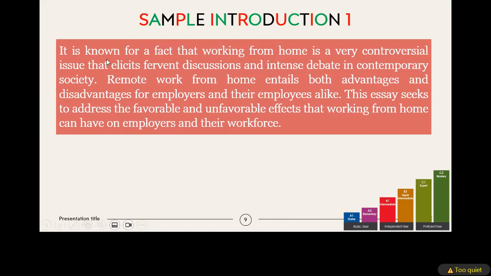Now look, it is known for a fact that working from home, now this is what he did. He just takes the topic and puts it: working from home. But this fits every essay on advantages and disadvantages: it is a very controversial issue. Okay, so what did you bring? He told you to talk about the advantages and disadvantages. What did you bring when you tell me it is controversial, that it brings a lot of debate? You brought up nothing. Okay?